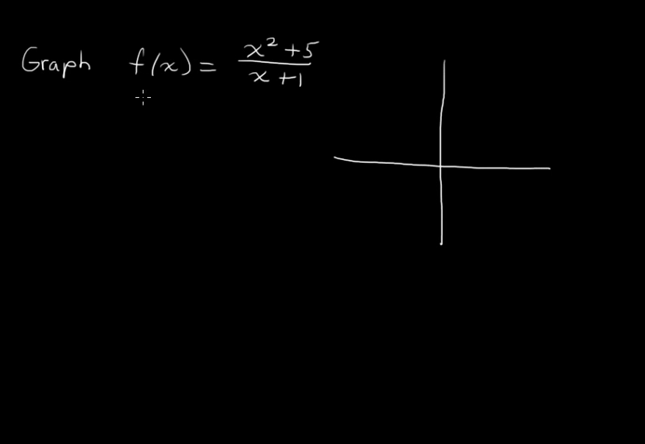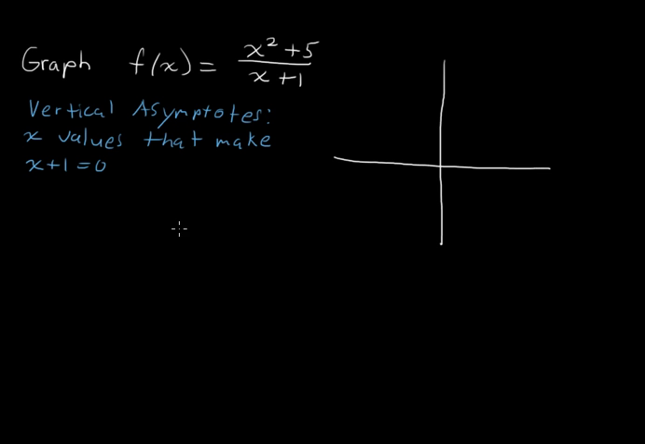In this video, we'll be graphing the rational function f of x equals x squared plus 5 over x plus 1. The first thing I like to do when I'm graphing a rational function is to find the vertical asymptotes. The vertical asymptotes are those values of x that make the denominator equal 0, because we can't let a denominator equal 0 in any fraction, and a rational function is just a rational expression is just a big fraction.